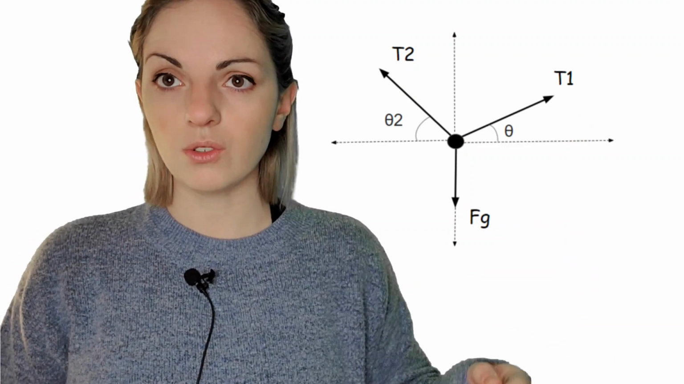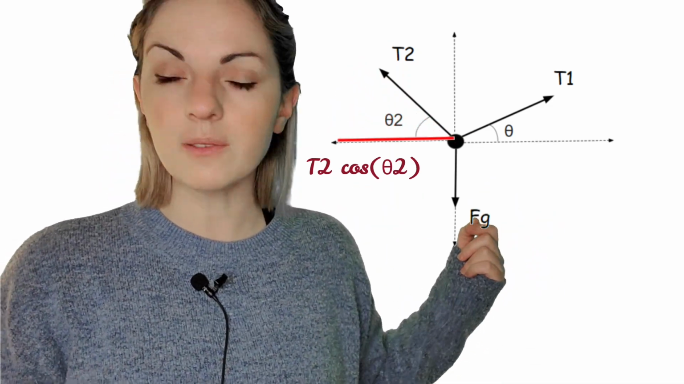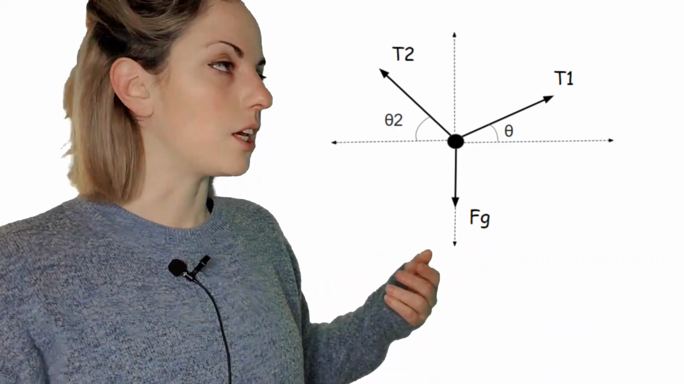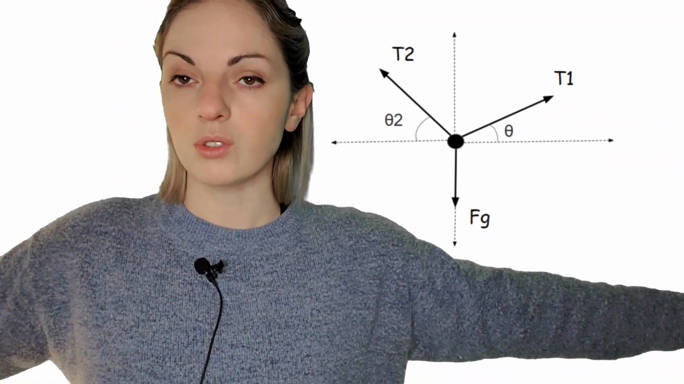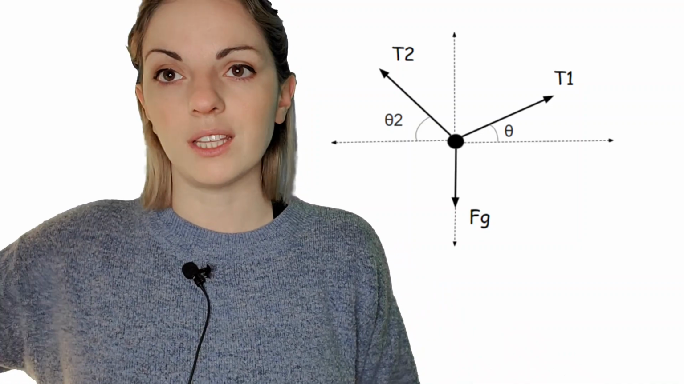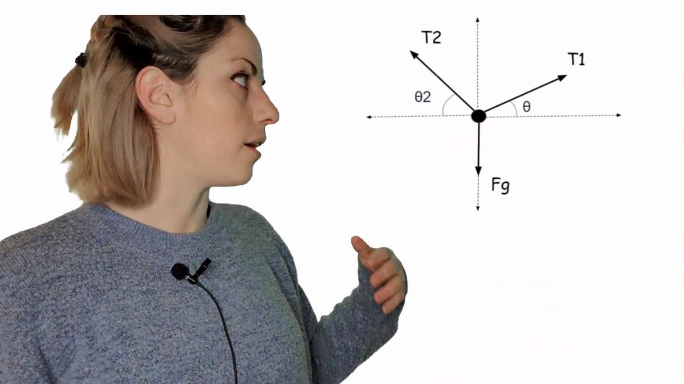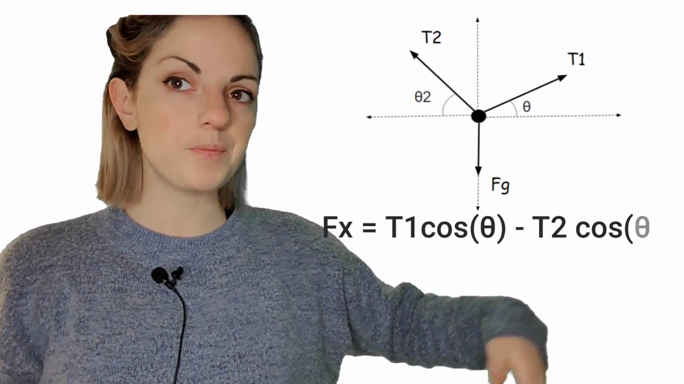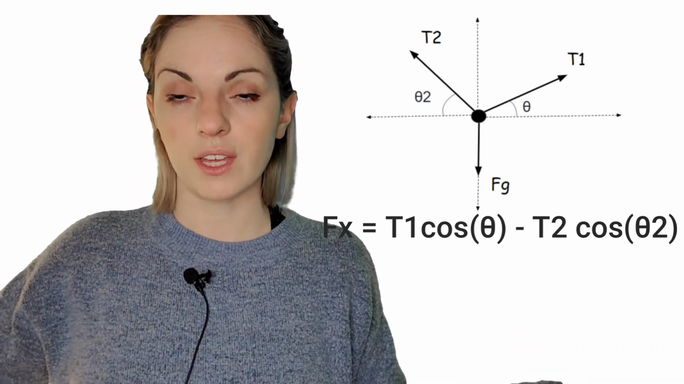Then I can assume that T1 cosine of theta is my horizontal component of tension 1, and T2, or tension 2, cosine of theta 2 in this case is my horizontal component of tension 2, because they're going in opposite horizontal directions. One is going this way and the other one is going this way. I have to pick one of the two sides to be positive and the other to be negative because it's going exactly in the opposite direction. So I'm going to say T1 cosine of theta is my positive side, minus, since it's going that way, T2 cosine of theta 2.